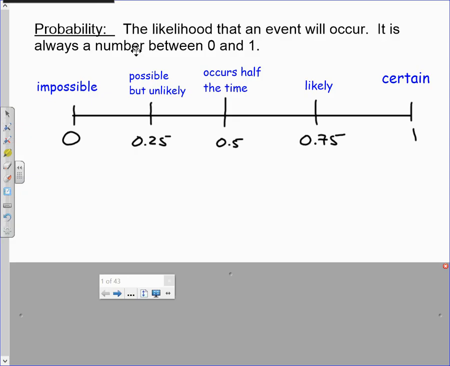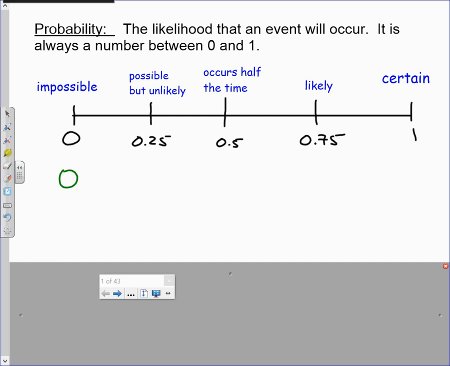The likelihood that an event will occur. Now notice, these are all in decimal form. We could put it in fractions. I'll put all the fractions in green right now. I can express probability in fractions.